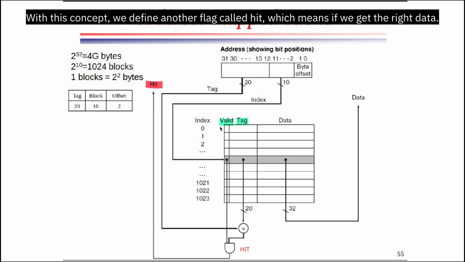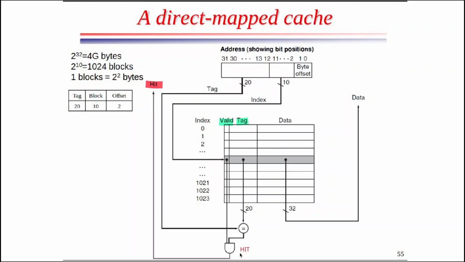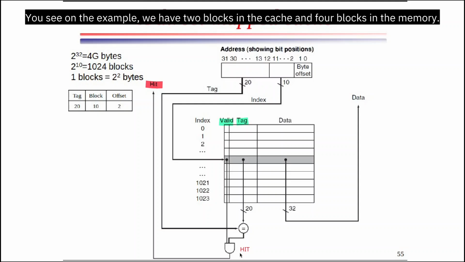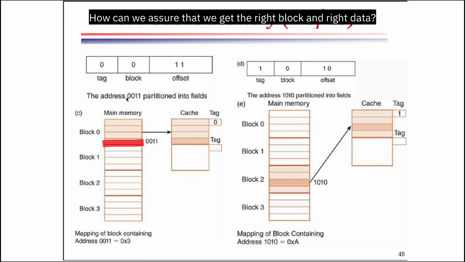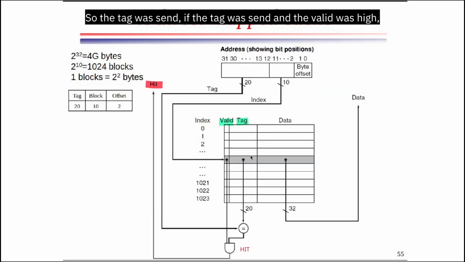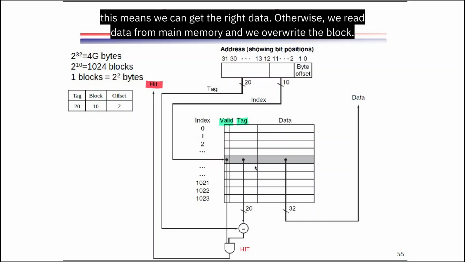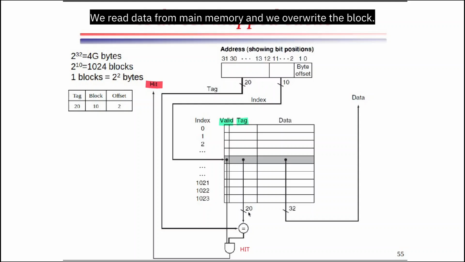With this concept, we define another flag called hit, which means we got the right data. You see in the example, we have 2 blocks in the cache and 4 blocks in the memory. How can we assure that we get the right block and right data? If the tag matches and the valid bit is high, this means we can get the right data. Otherwise, we read the data from memory and overwrite the block.